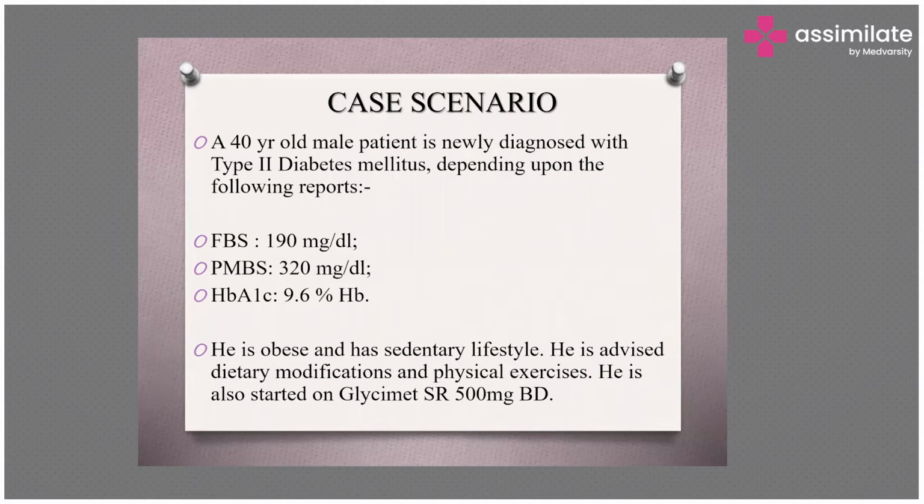Let's begin with this case scenario in which a 40-year-old male patient is newly diagnosed with type 2 diabetes mellitus. Depending upon the following reports, his fasting blood sugar level was found to be 190 milligram per deciliter. Post-meal blood sugar was 320 milligram per deciliter. His glycosylated hemoglobin was 9.6% of hemoglobin. Now, this patient is obese and he has a sedentary lifestyle. He is advised dietary modifications and physical exercises as of now. And he's also started on Glycomet SR 500 milligrams BD.